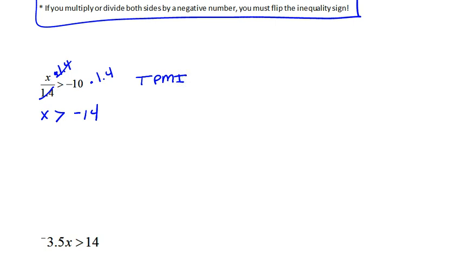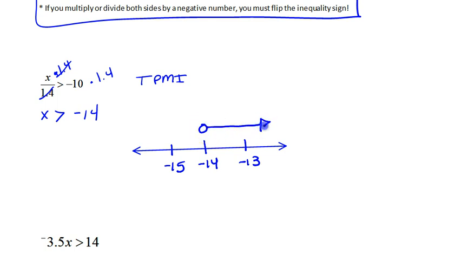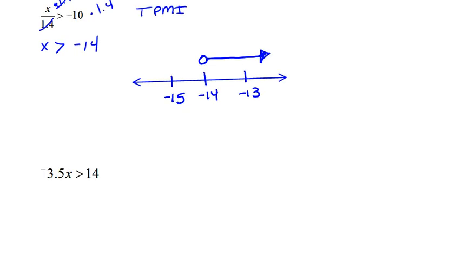Now I need to graph this inequality. Negative 14, 1 greater, 1 less. X is greater than, not equal to, so I'm going to use an open circle. And I'm going to draw my arrow to show greater than, that any number greater than negative 14 is a solution. Let's do another example.